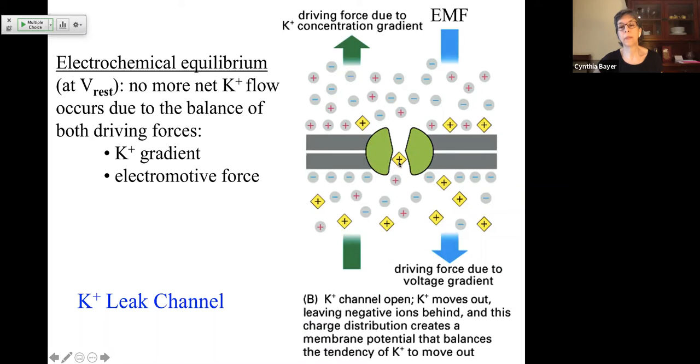Every time a potassium ion tries to move out, another one is forced to remain in. And so we call this the potassium ion leak channel. That leaking of potassium ions maintains this charge difference across the membrane so that our membranes do have a negative voltage across a living cell's membrane.